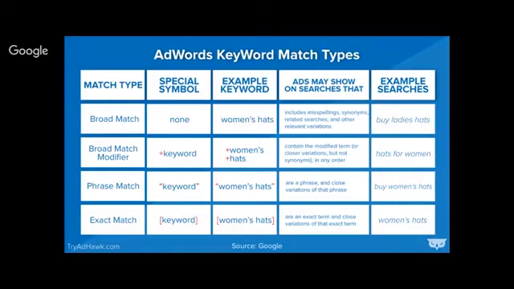Moving on, we've got broad match modifier. This is a plus symbol in front of your keyword. In this example, it would be women's hats with pluses in front of them. And this is a closer variation to synonyms, so hats for women. This is a really good place to start in terms of giving Google a little bit of leeway, but not so much leeway that you end up spending thousands of dollars on crazy terms.